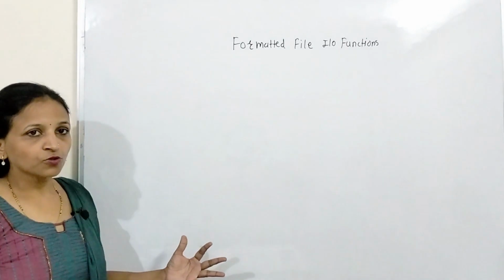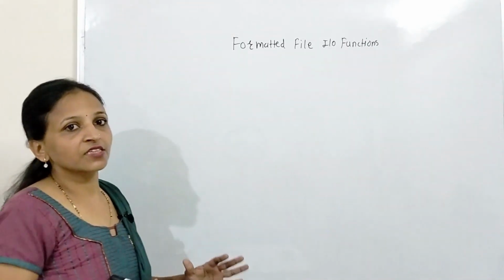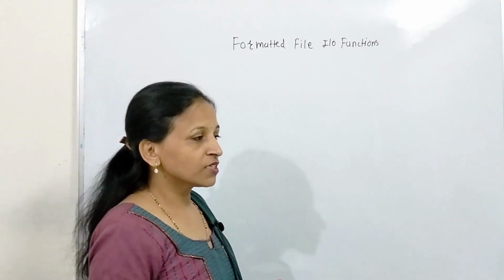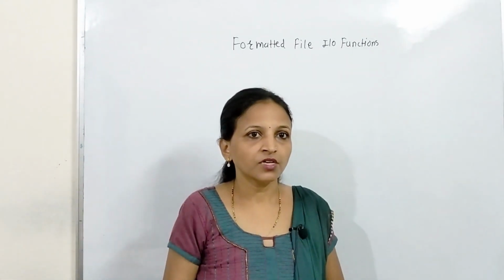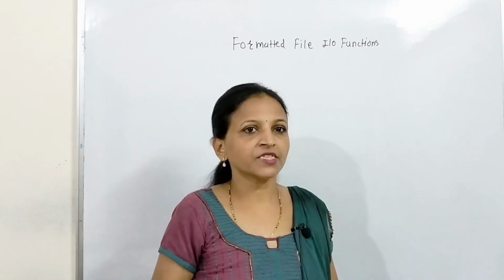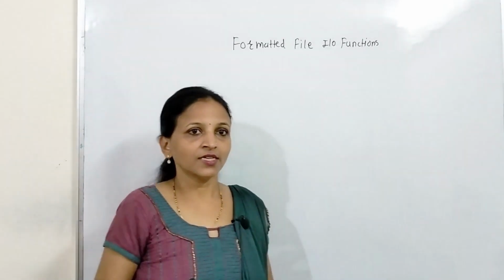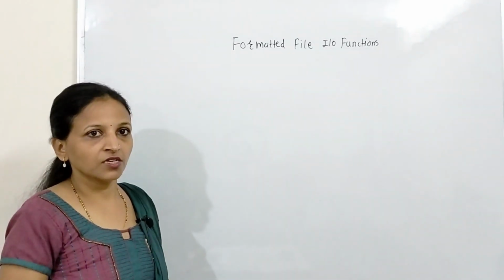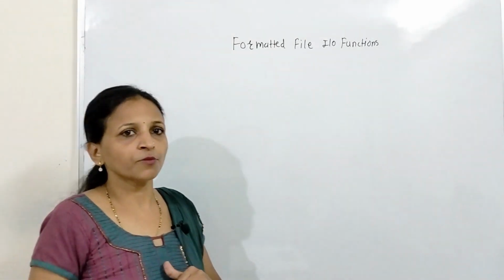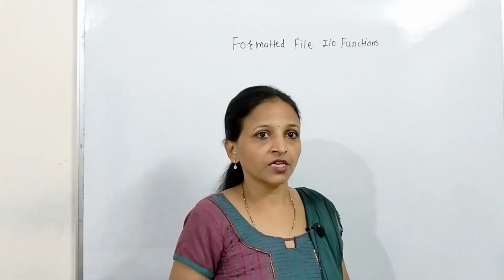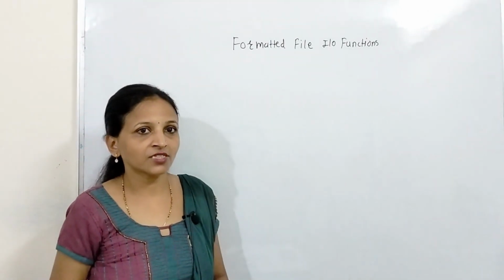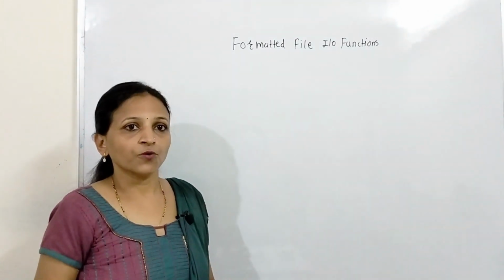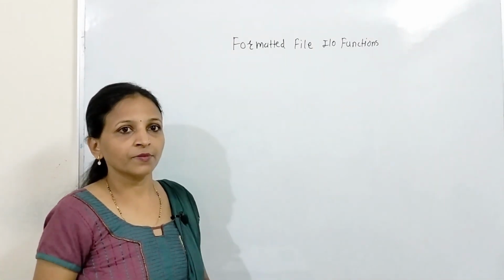Now we can also do formatted IO with files. We have seen the printf and scanf functions for formatted console IO. Whenever we want to display something onto the output screen, we use the printf function. If we want to accept something from the user with the help of the keyboard, we use the scanf function. We have already seen these functions for IO in C programs.